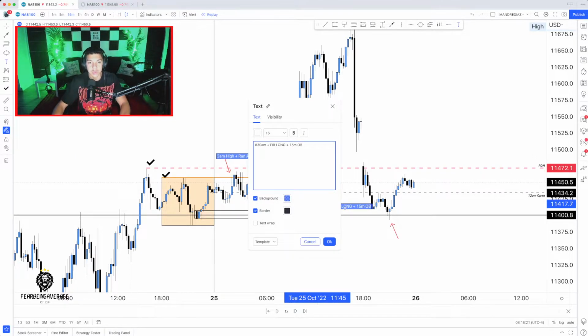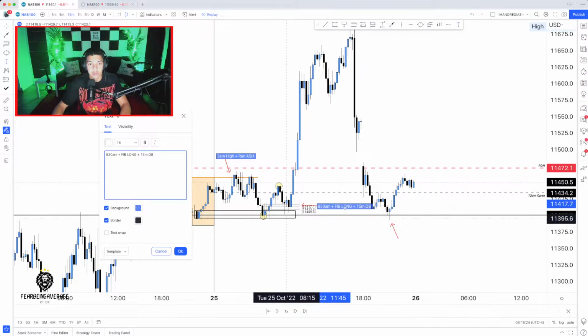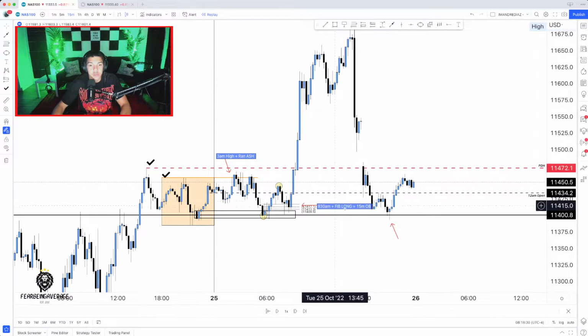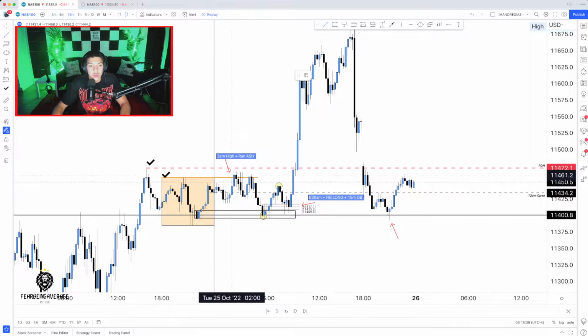And did we tap in any big figure levels? We came close to 400, but I'm not going to label that as a potential confirmation. So that is what we had right here. 8:30 move. We had the fib long at the 15-minute order block. That happened to do what? We ended up running up. We targeted these highs that were created during London session.